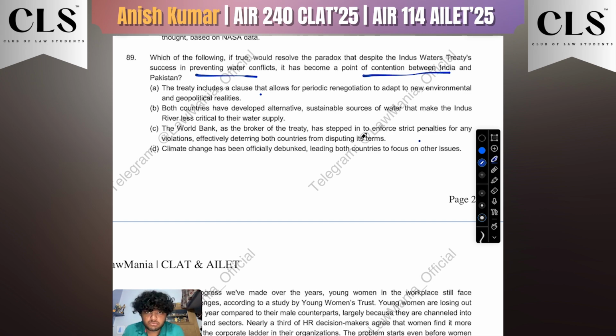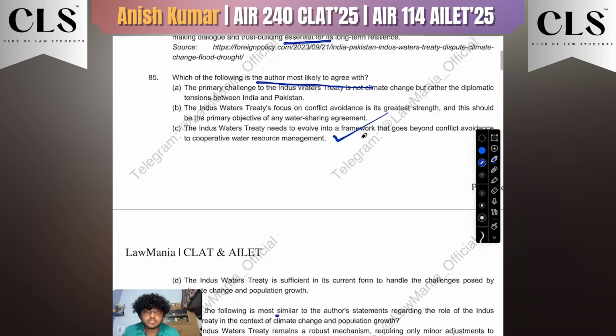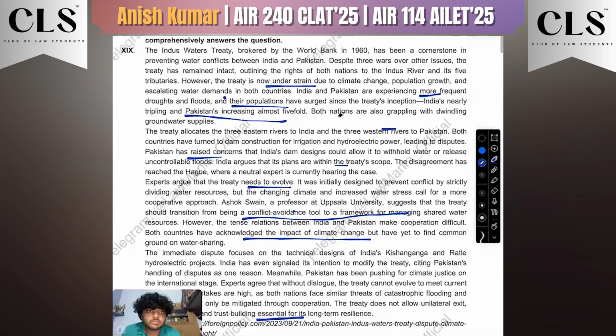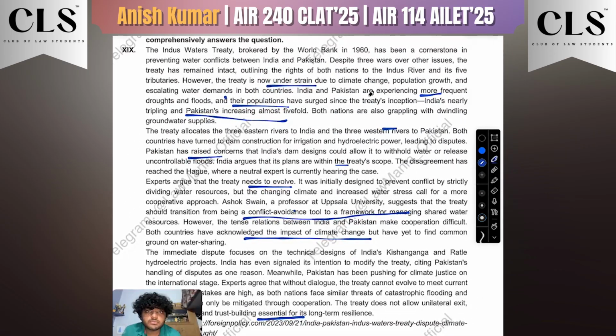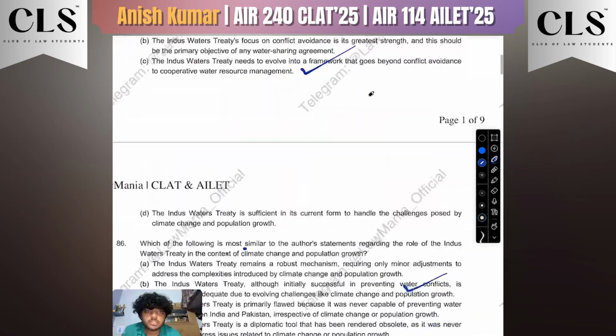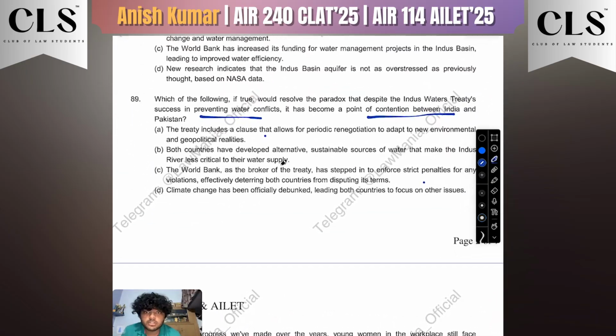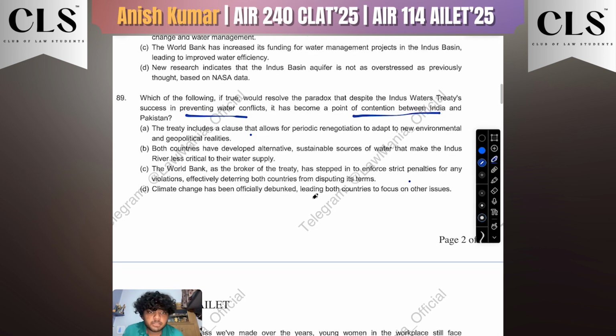Also not true. I think this was not given in the passage. The World Bank. Yeah, this was not given also. No, I don't think this should be the answer at all. Nope. This is additional information. Okay, it has stepped in to enforce strict penalties, effectively deterring.